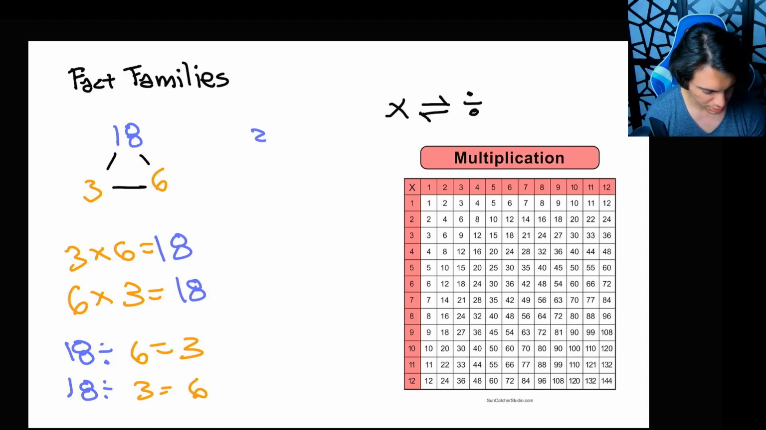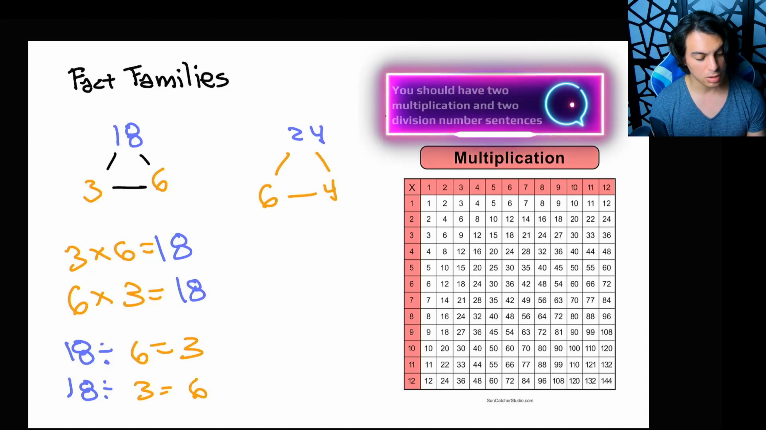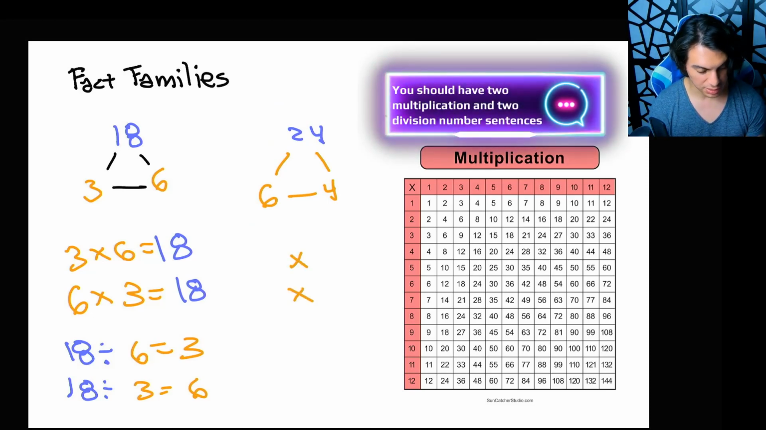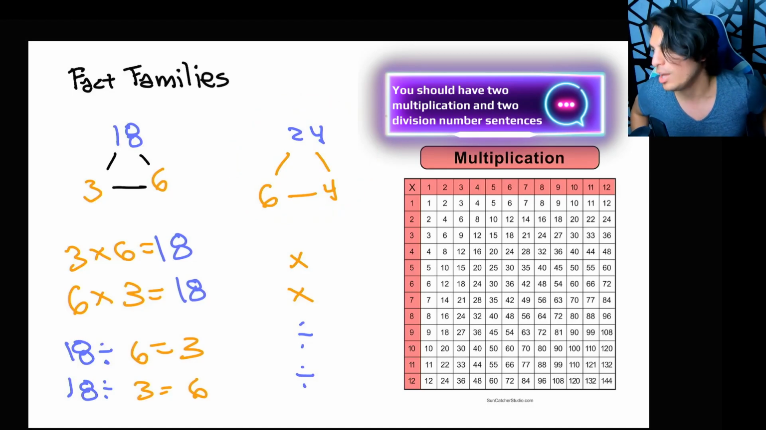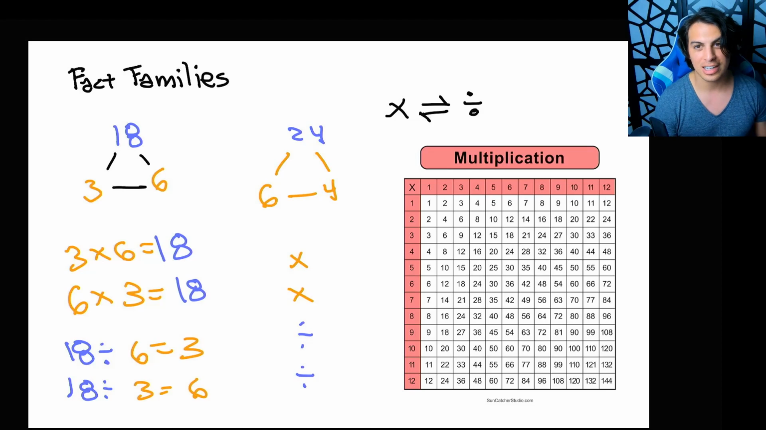I'm going to use similar numbers, so 24, and that's the multiple. What's the rest of the fact family? Well, we can do 6 and 4. So I want you to see if you can come up with the 2 multiplication number sentences and the 2 division number sentences that you can get from this fact family. Go ahead and see if you can do that. Go ahead and pause it, try it on your own, and then I'll write it out.